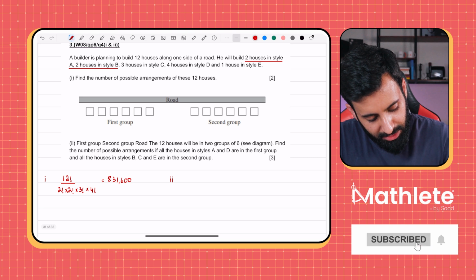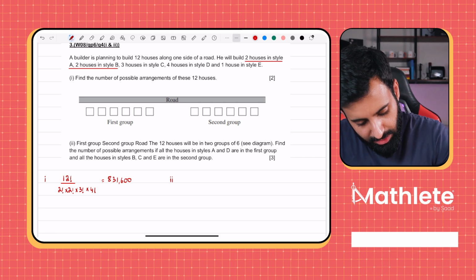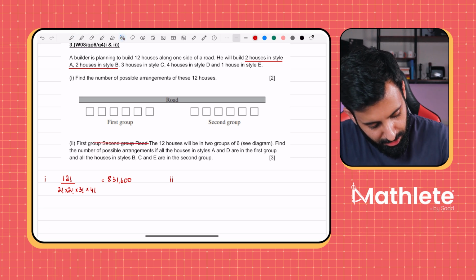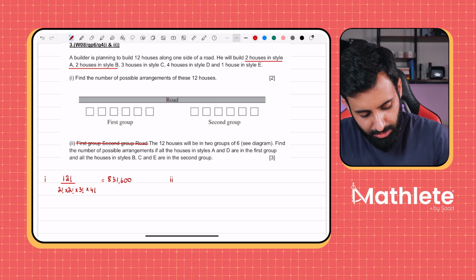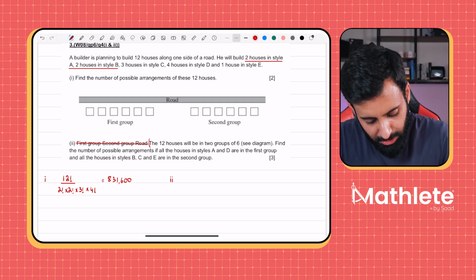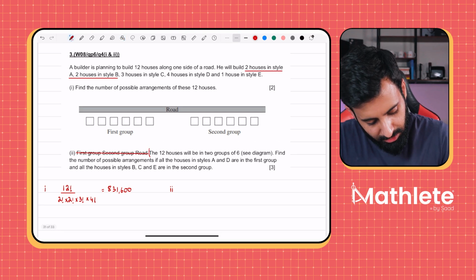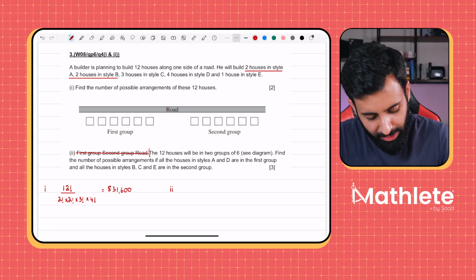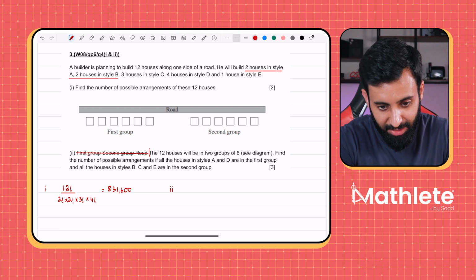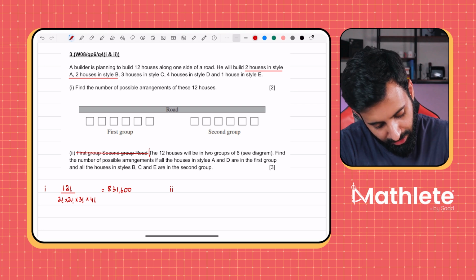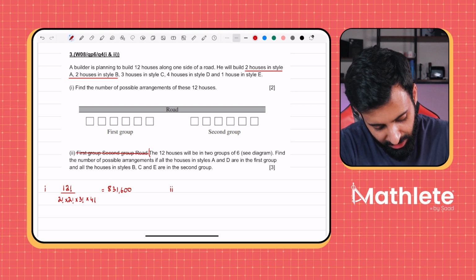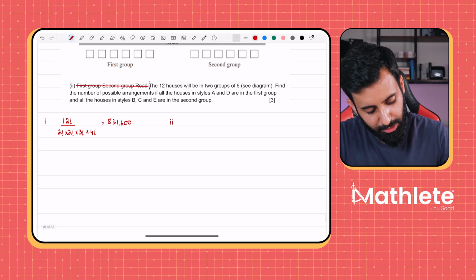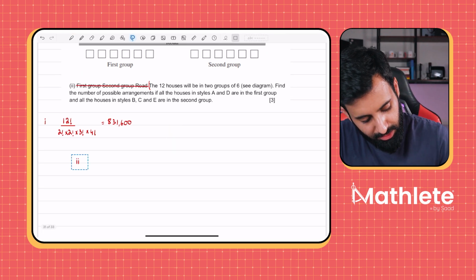Okay, then the question says, now there is a small misprint, which I should mention. Okay, the question starts from here. The 12 houses will be in 2 groups of 6. See diagram. Find the number of possible arrangements if all the houses in style A and D are in the first group, and if all the houses in styles B and C and E are in the second group. Okay, so let's drag this here.